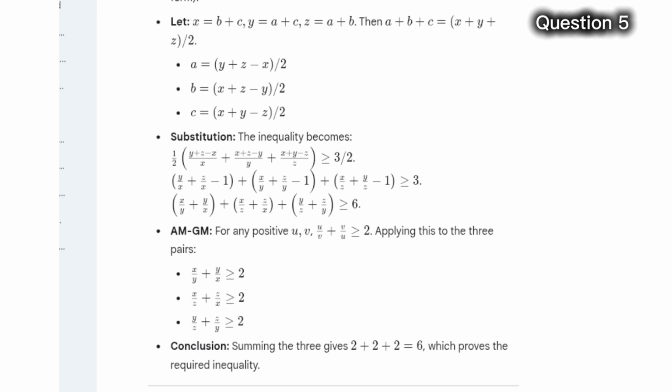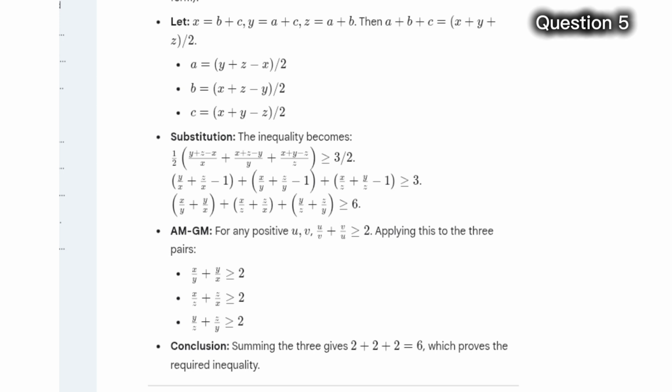The proof strategy: we use a substitution method based on the denominators. Let x equal b plus c, y equal a plus c, and z equal a plus b. Substitution and simplification: after substituting these values and simplifying the expression, the inequality transforms into a simpler form involving 3 pairs of terms.